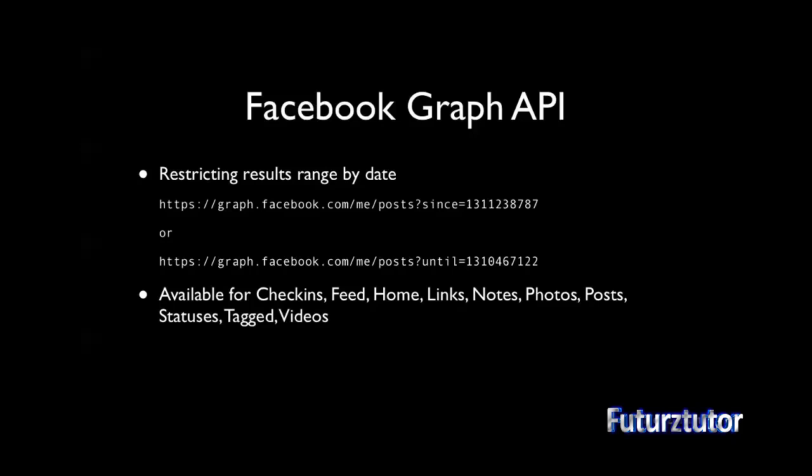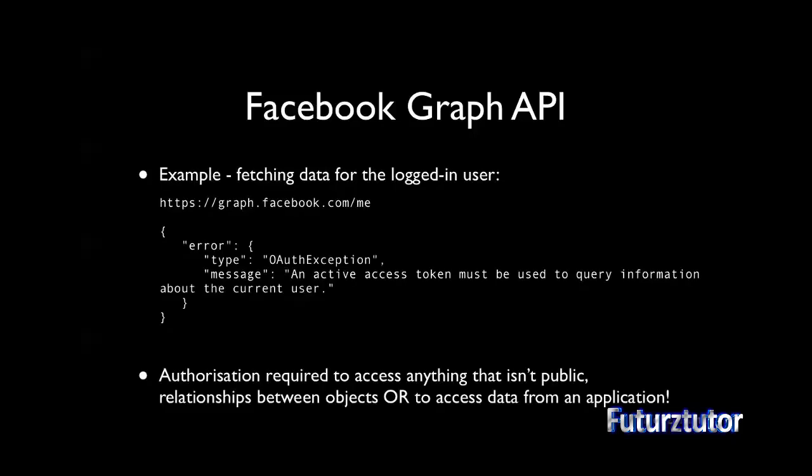To retrieve information about the user who's logged in to our application, we can use the Graph API me call. Me will always return the information for the logged in user. What you may find, should you simply code graph.facebook.com/me, is that you'll receive an OAuth exception error message.